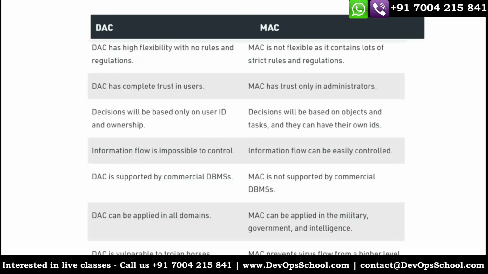Some more differences between DAC and MAC. DAC has high flexibility with no rules and regulations. MAC is not flexible as it contains lots of strict rules and regulations. DAC has complete trust in users. MAC has complete trust only in the administrator. In DAC, decisions will be based on user ID and ownership. In MAC, decisions will be based on the object and task of subjects, and they cannot perform on their own IDs. Information flow is impossible to control in DAC. Information flow can be easily controlled in MAC by the admin.